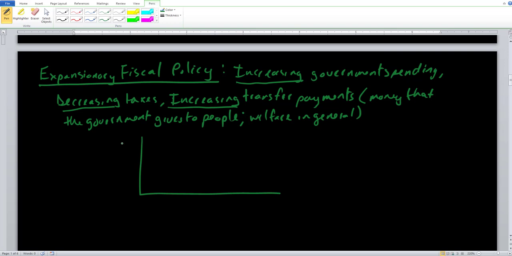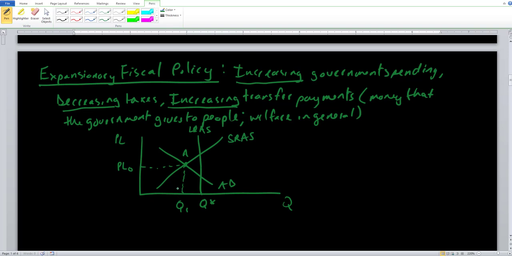So take a look at this particular example where we have aggregate demand, short-run aggregate supply, SRAS, and long-run aggregate supply, LRAS. Here we have our typical analysis of supply and demand, and we are currently operating at point A. At point A, as we already know, we are in some type of recession. We're at Q1 compared to Q star levels of GDP, and we're at PL0. So at point A, we'd like something to happen within the economy to get us out of this particular recession.